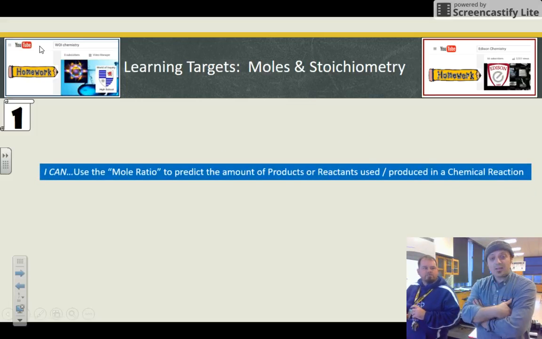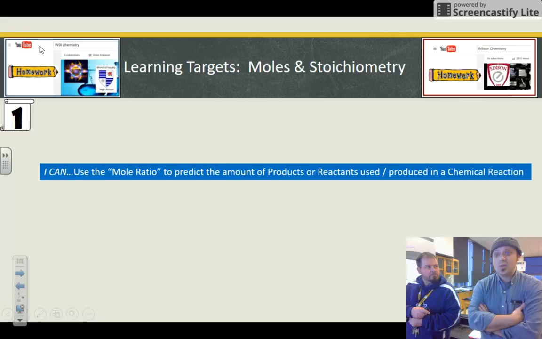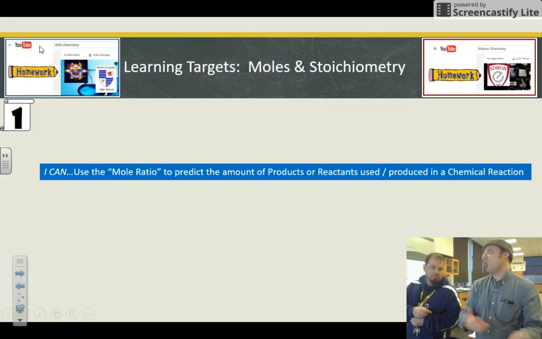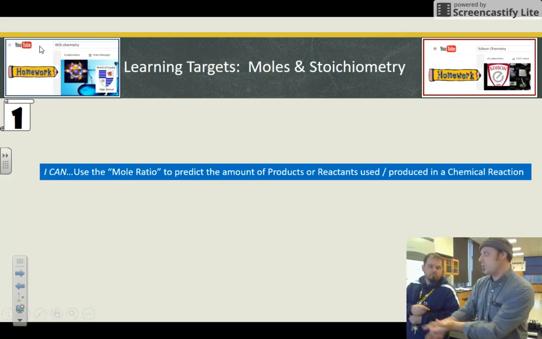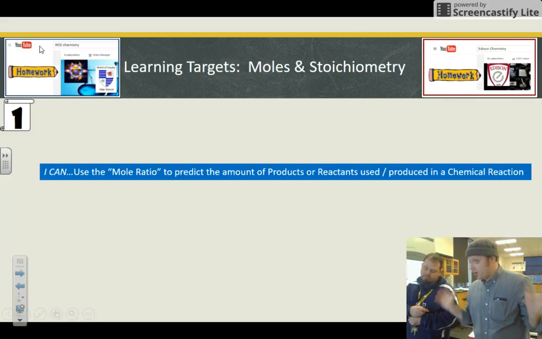Yes. And the last little bit is using a mole ratio to predict amounts of products and reactants used or produced in a chemical reaction. Like I said before, you use a chemical equation like a recipe. Well, what happens if you have more or less of one of the ingredients? Right. Well, we know that it's going to affect the amount of what you can make. Sure. This mole-to-mole ratio stuff, using fractions, is how we as chemists do it.